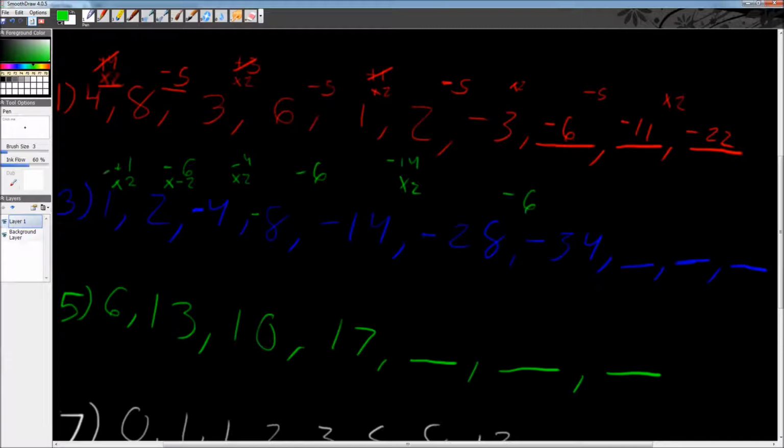So what doesn't keep showing up? Add 1, multiply by negative 2, subtract 4, subtract negative 14. And we can see that the pattern is to multiply by 2, subtract 6, multiply by 2, subtract 6, multiply by 2, subtract 6. So this should be to multiply by 2, subtract 6, multiply by 2. Negative 34 times 2 is negative 68. Negative 68 minus 6 is negative 74. Negative 74 times 2 is negative 148.